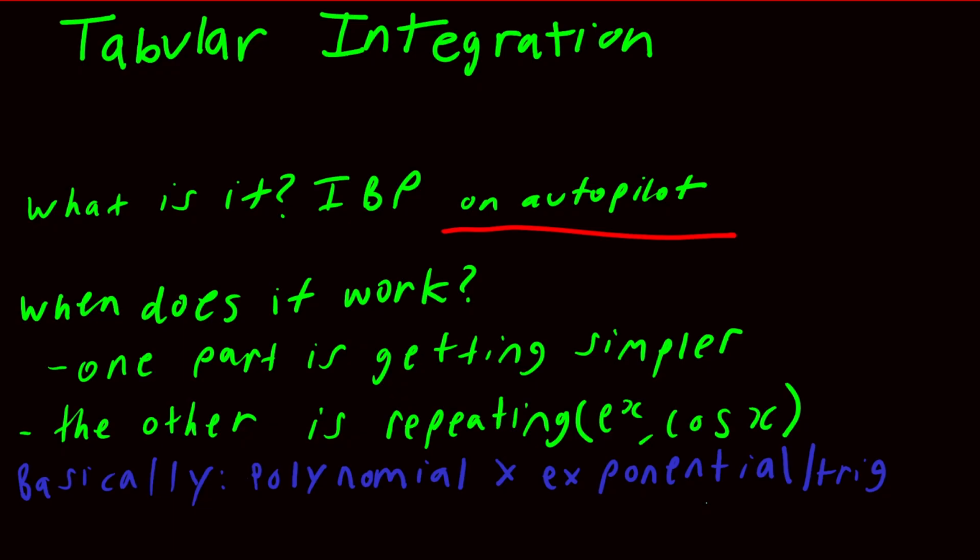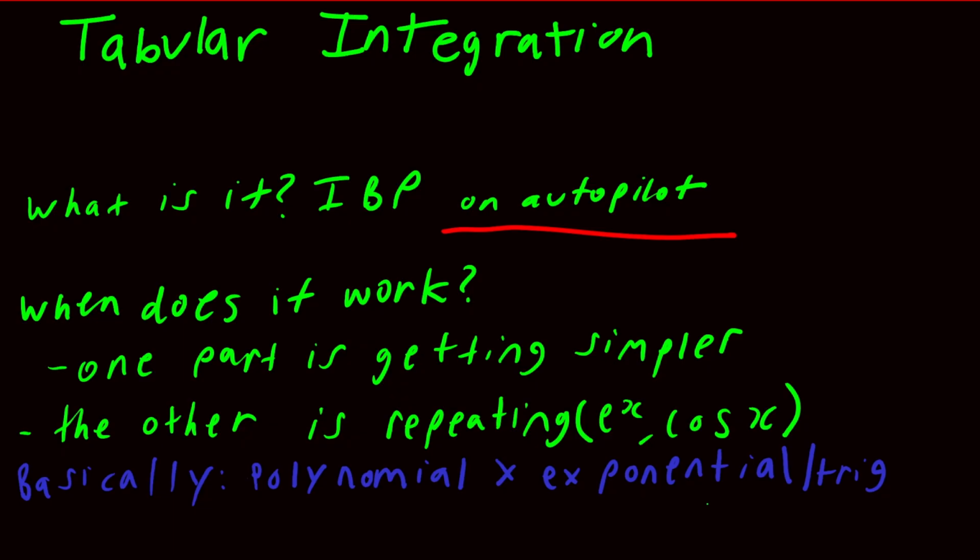Tabular integration is basically integration by parts but on autopilot. It makes integration by parts a lot faster, but it's important to remember that it only works in certain cases. So when does it work? It works when one part is getting simpler and the other is repeating.